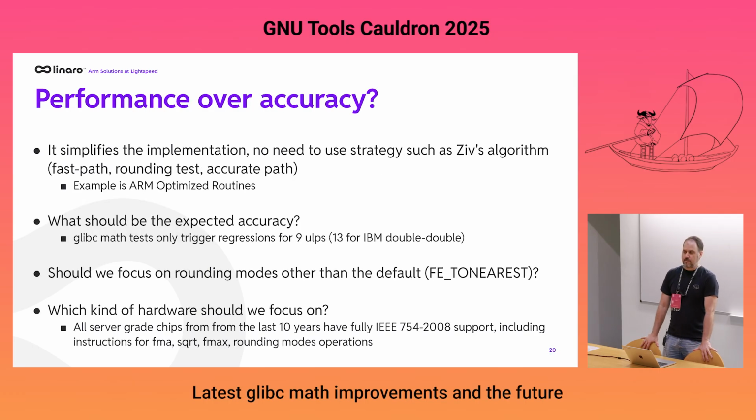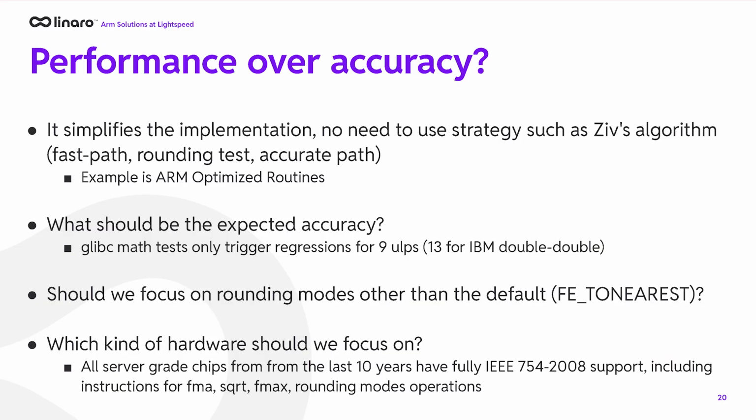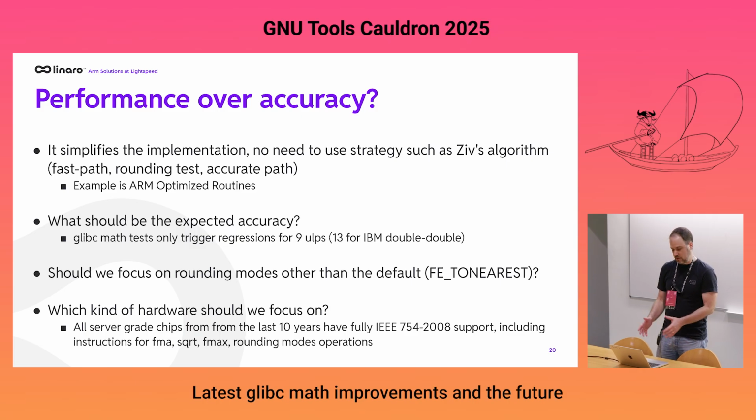Which is another question I have: should we favor performance over accuracy? Meaning it simplifies implementations. There is no need to use the strategy that is used in a lot of correctly rounded implementations, where we have a fast path, a rounding test, and an accurate path. And this accurate path is really, really slow sometimes.